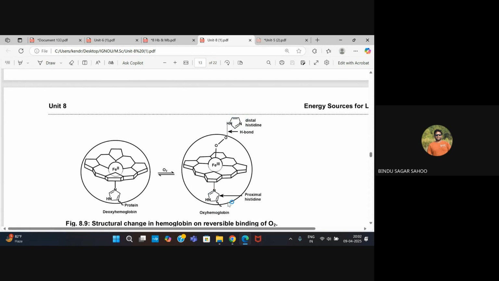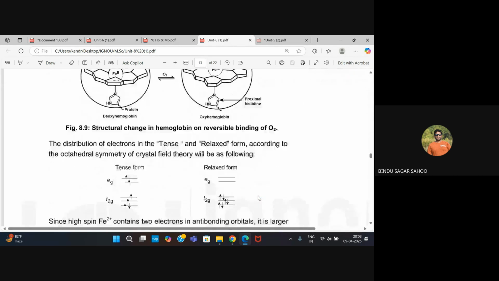And below the plane there is no oxygen binding; simply the nitrogen residue of histidine binds with the Fe3+. This is called proximal histidine.